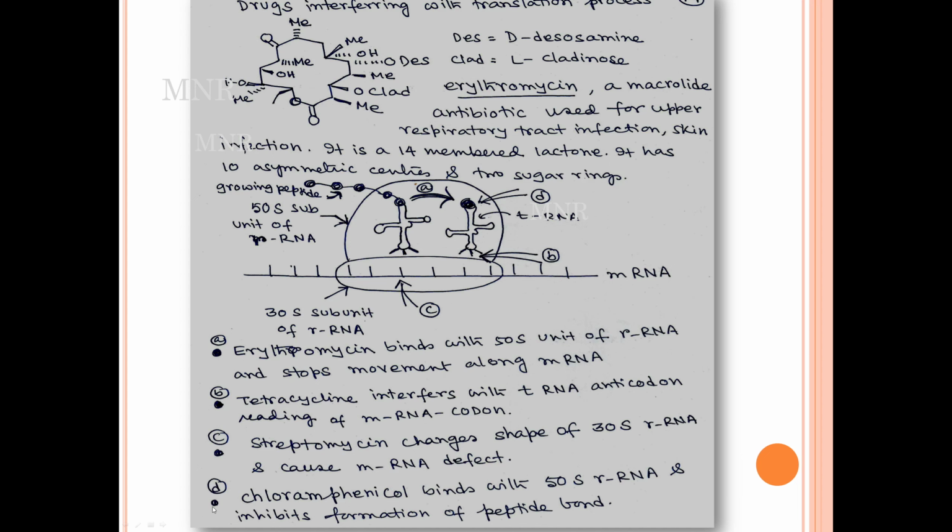Last one is the D. So this is chloramphenicol, which binds with the 50S ribosomal RNA and inhibits the formation of the peptide bond. So this is 1, 2, 3, 4. So erythromycin, tetracycline, streptomycin, chloramphenicol, they are all targeting this process of translation, so that protein biosynthesis will not occur.